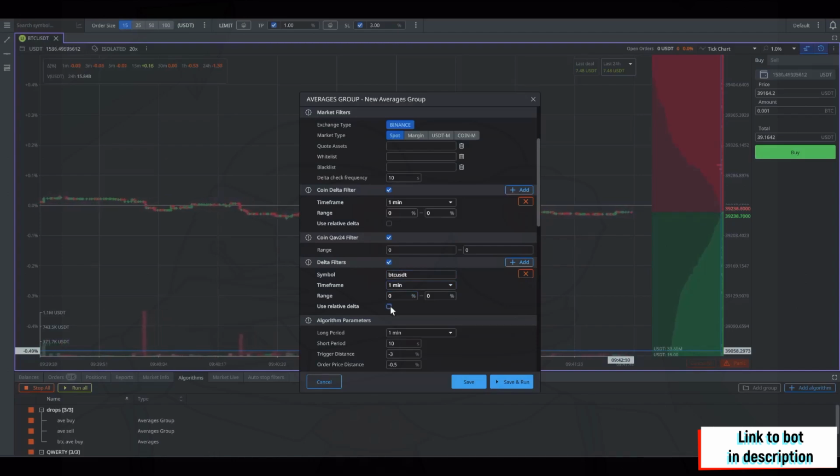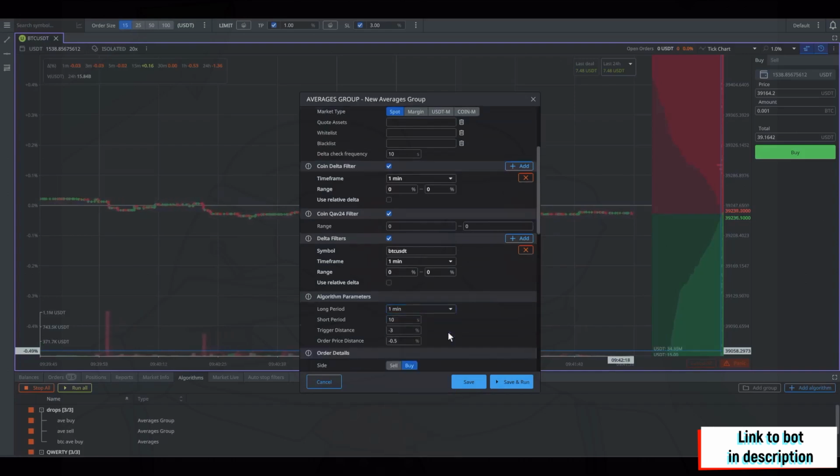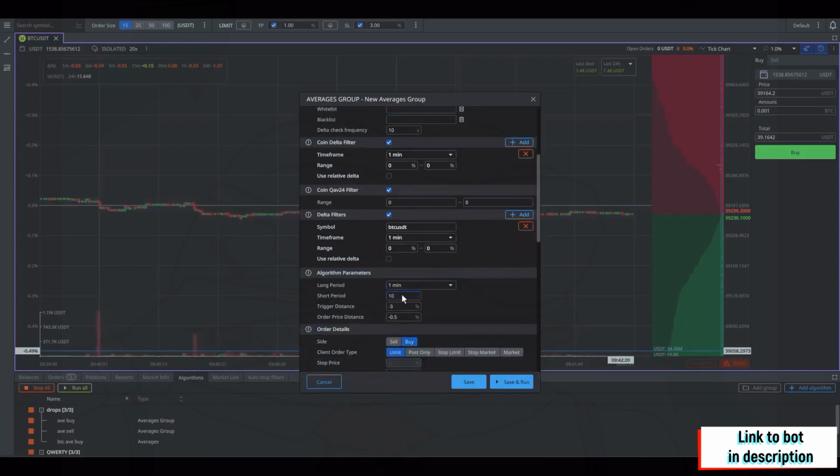Now let's look at the parameters of the algorithm. Long period defines the long period of time which will be used by the algorithm to compare prices. Short period defines the short time frame in seconds for price comparison. Trigger distance sets the value in percent of the mismatch between long and short time frame, which will trigger an order placement. It can be either positive or negative values. Order price distance sets the distance from the current price for the order which will be placed by the algorithm.